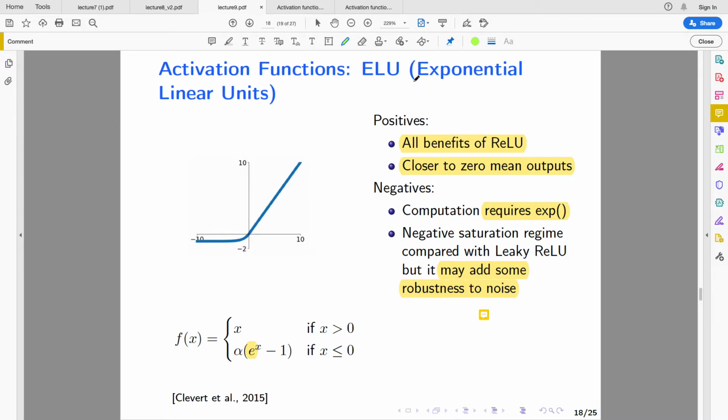You also have the exponential linear unit. These are just variations. So you introduce an exponential here whenever x is in the negative region. So it takes all the benefit of ReLU, and it's also zero mean, but it's a bit computationally intensive because you are using the exponential, and it has negative saturation compared with leaky ReLU. So you see here that by the time you put in values here, it seems as if it's saturating in the negative region.